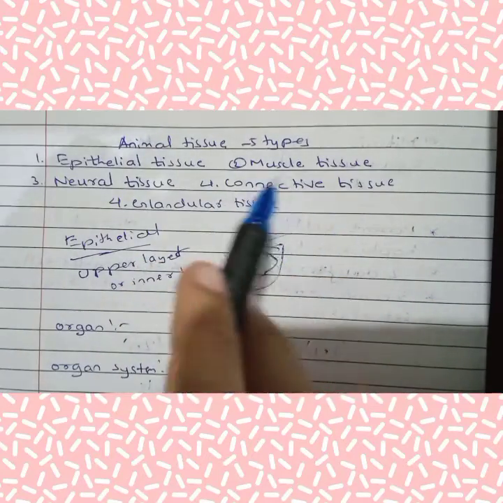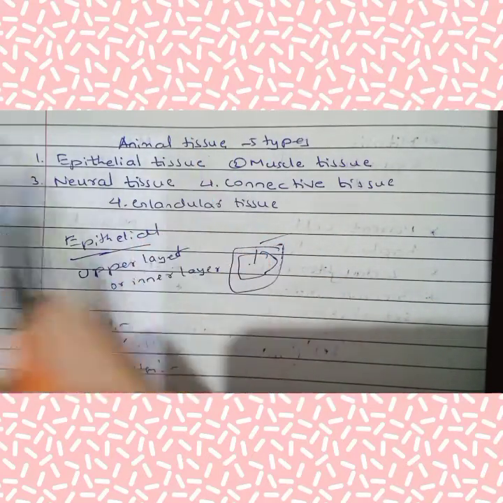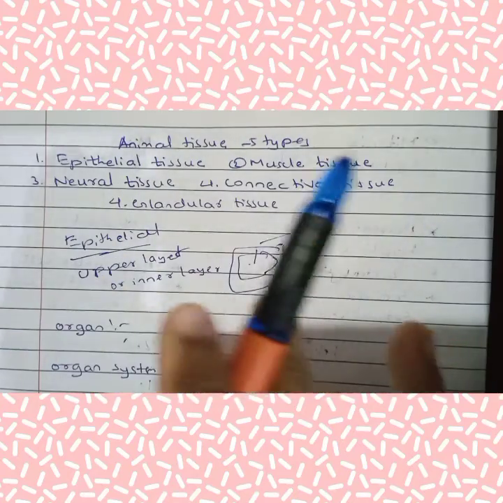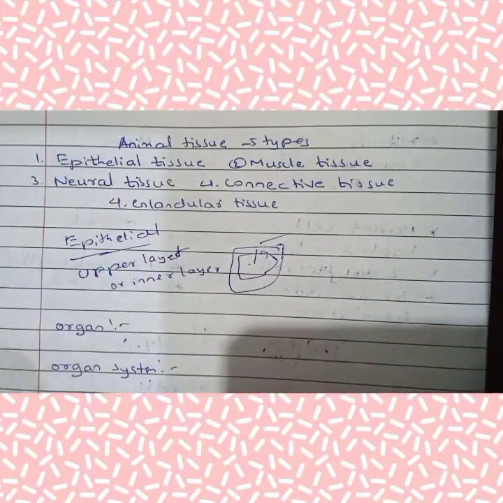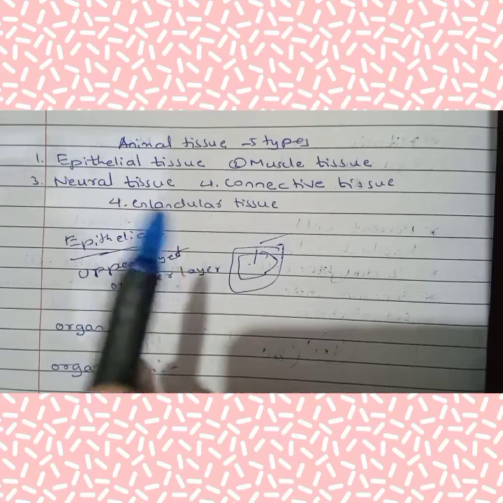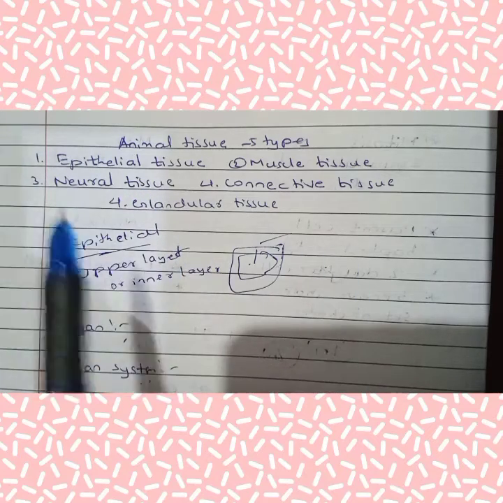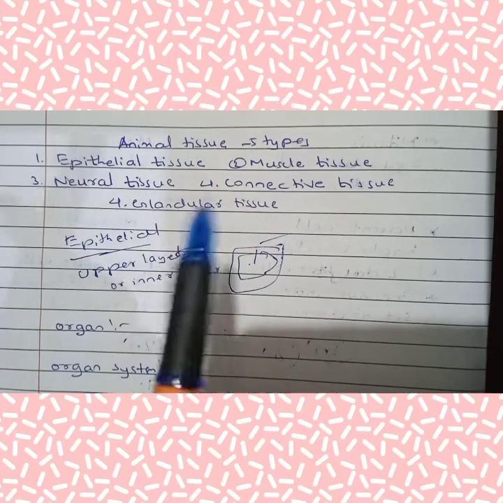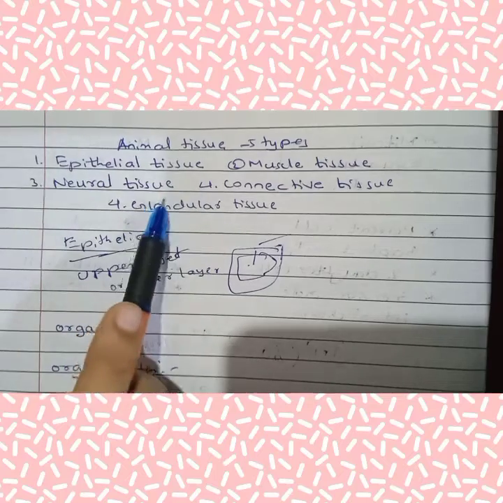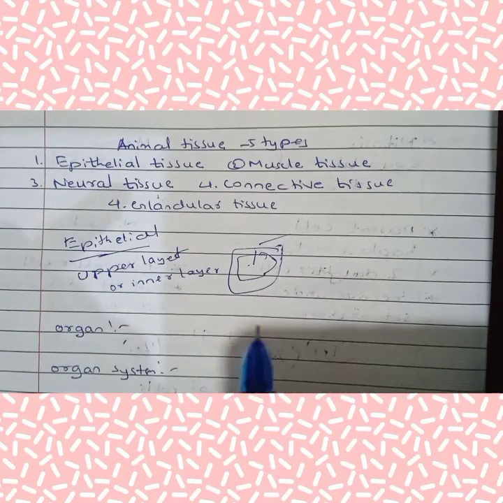So muscle tissue is a part of animal tissue. The neural tissue, the neurons and all, it's a big thing. It's a long topic. It will take a lot of time, so don't waste the time. You might have heard it in 10th. If you want to know about this, then tell me in the comment section down and I will make a video on that too.